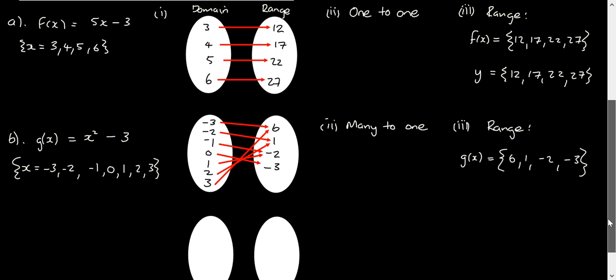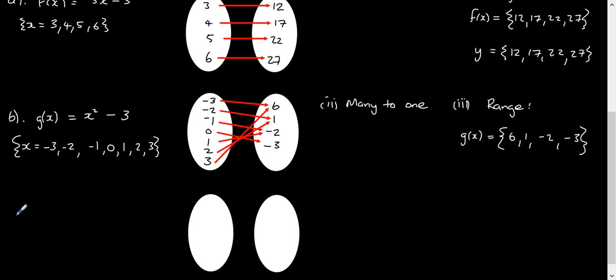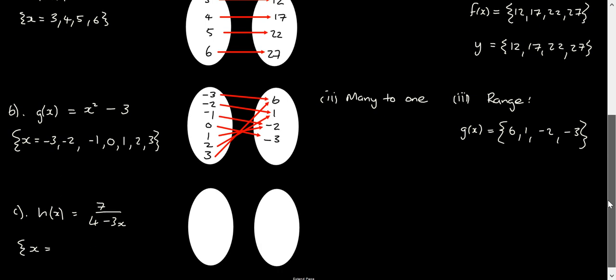So for our third question, we have h of x is 7 over 4 minus 3x. And our domain is given to us as x equals minus 1, 0, 1. So we'll go ahead and add those to our mapping diagram, and then we'll substitute those in one by one, and we'll work out what our range is. So we substitute minus 1 in.